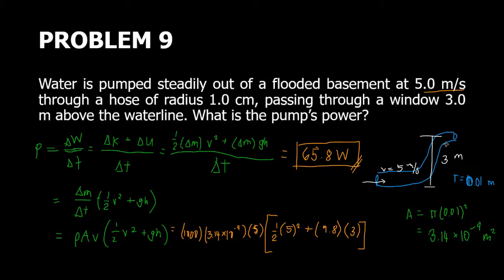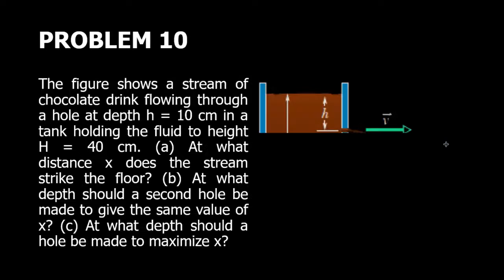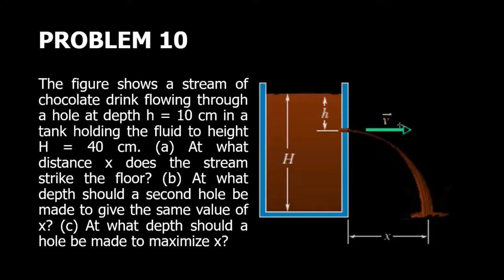Okay, for number 10, this is the last problem, which is a bit long. The figure shows a stream of chocolate drink flowing through a hole at depth h equals 10 centimeters in a tank holding the fluid to height h equals 40 centimeters. At what distance x does the stream strike the floor? At what depth should a second hole be made to give the same value of x? And at what depth should a hole be made to maximize x?